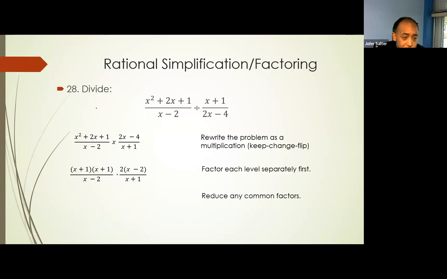Anything that's the same on the top and the bottom, I can get rid of. X plus 1 and x plus 1. Because this is multiplication, I can cancel top and bottom from both sides. If this is add or subtract, I couldn't do that. X minus 2 cancels as well. What am I left with? 2 and the x plus 1, or 2 times x plus 1, or 2x plus 2.